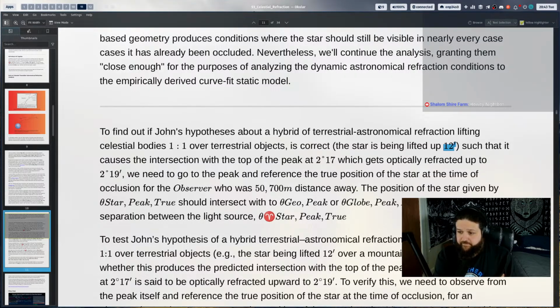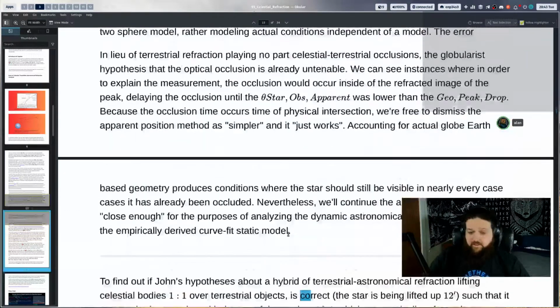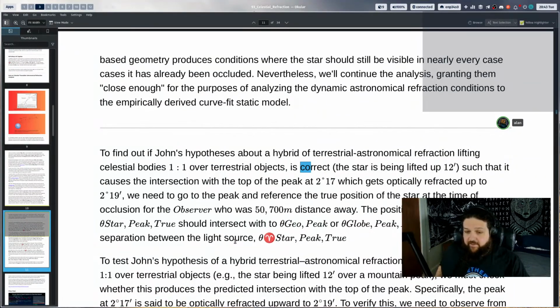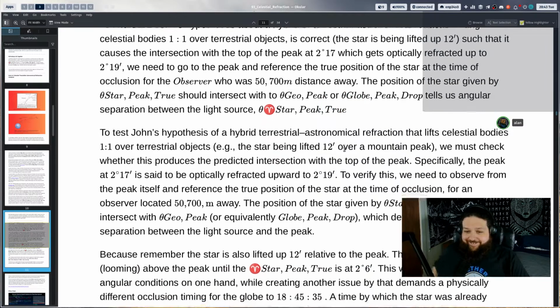Make sense? What do you mean by 1-for-1? So there's 12 arc minutes of refraction. This means that the star has to get 12 arc minutes below the peak before it's not visible anymore. Right. Okay, that's 1-to-1. What we're going to find is that it doesn't have to go 12 arc minutes below the peak. It only goes 2 to 4. They need the 1-to-1 ratio because they're asserting it's being lifted up by the difference in the true position to intersect with the peak, and then the terrestrial refraction takes care of the rest. That's what they hinge their whole position on.